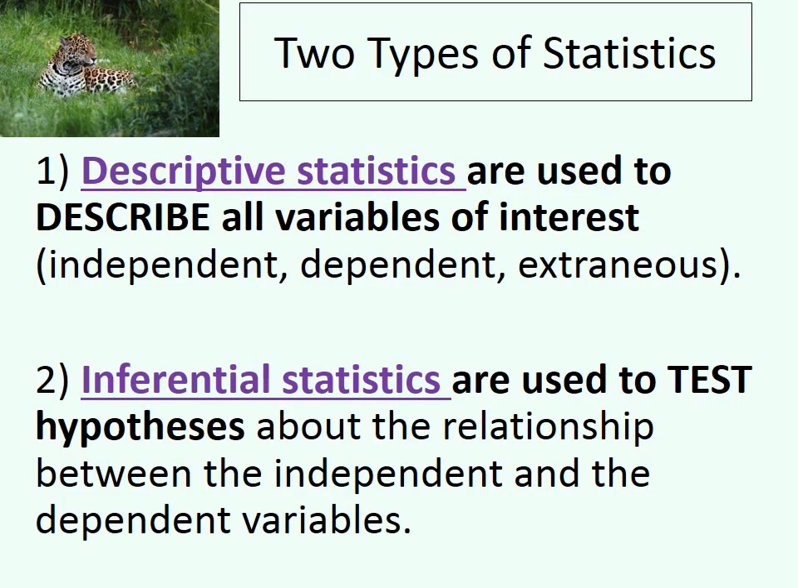The process of quantitative data analysis involves two types of statistics. Researchers usually start a statistical analysis by examining the descriptive statistics for all of the variables of interest in their study. So that would be the independent and the dependent variables, and also any extraneous variables that could be important because of their influence on the independent and the dependent variables. Inferential statistics are used to test hypotheses about the relationship between the independent and the dependent variables.